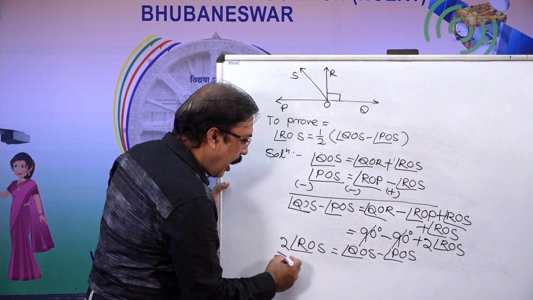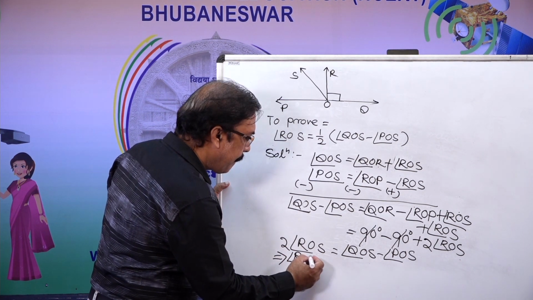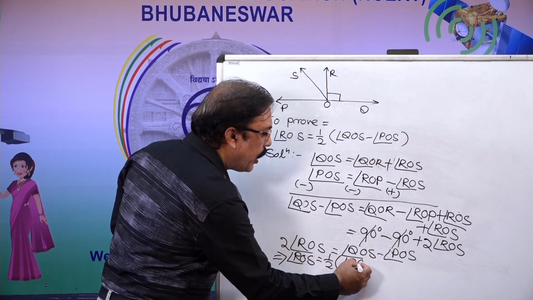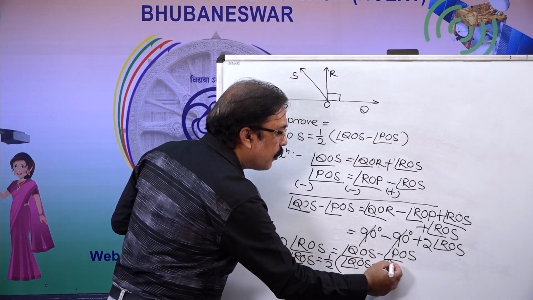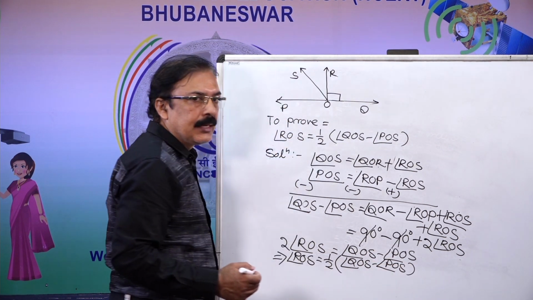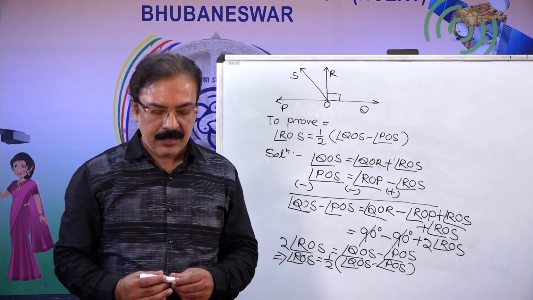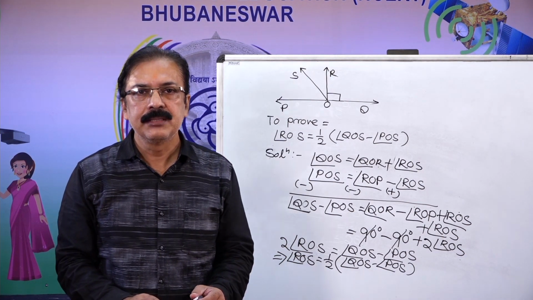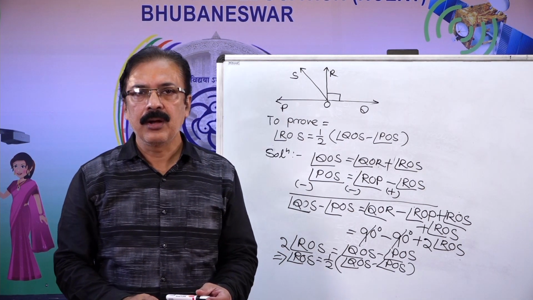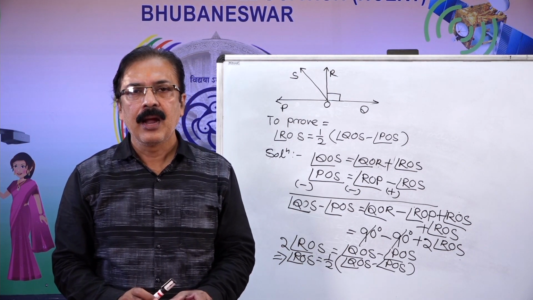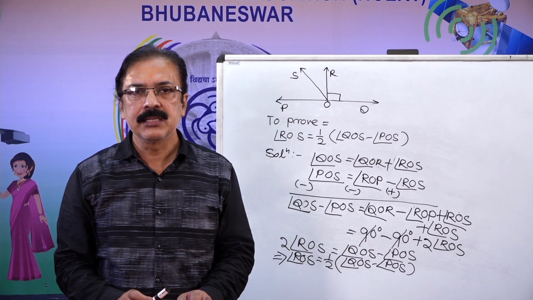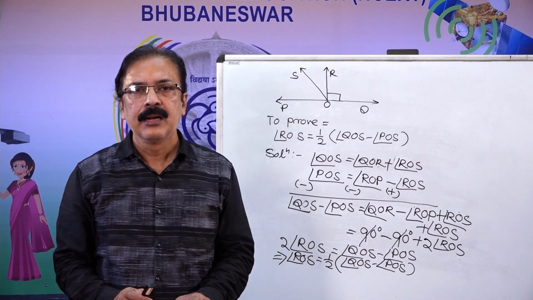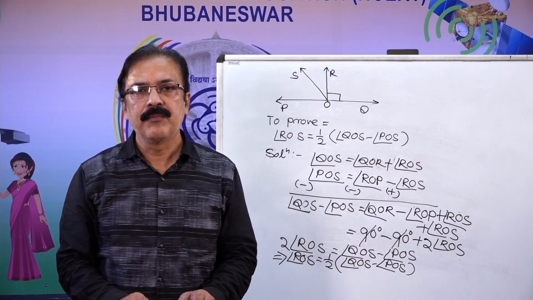So angle ROS is equal to 1 by 2 of angle QOS minus angle POS. So this is the solution of this question. Dear students, today we learned that the linear pair axiom and vertically opposite angles are equal, and using this axiom and theorem we proved some of the questions.